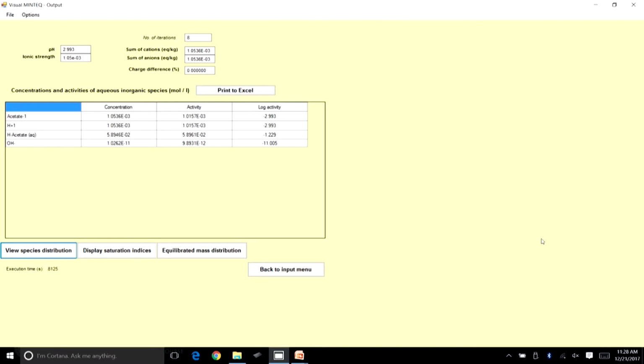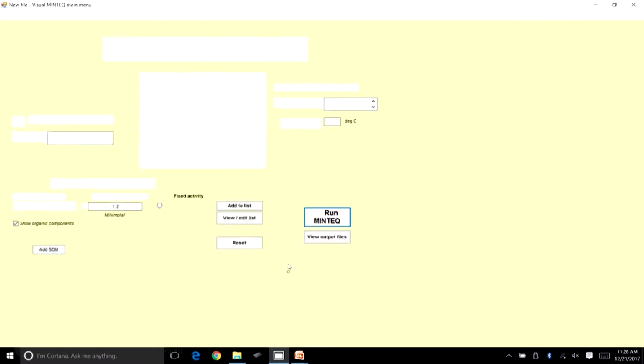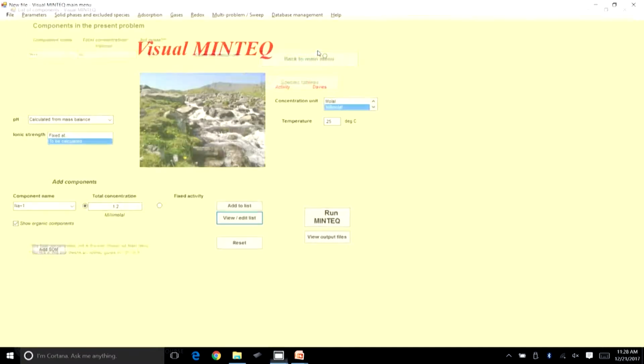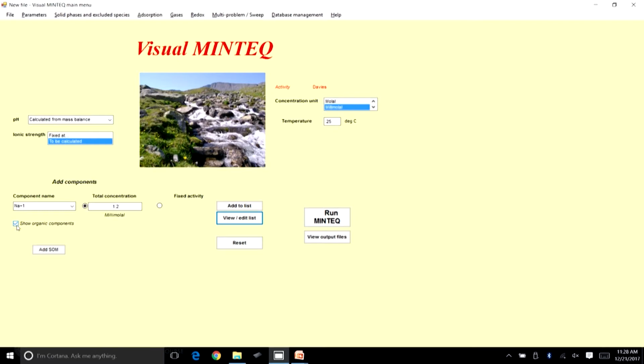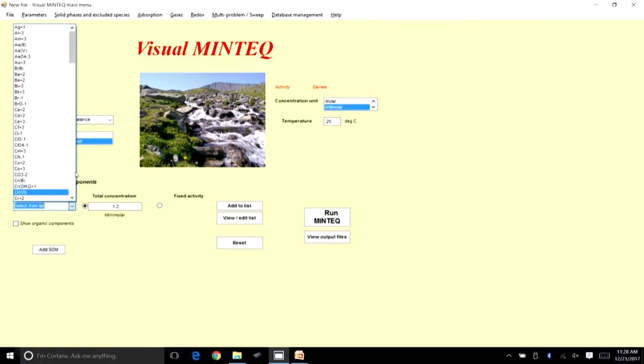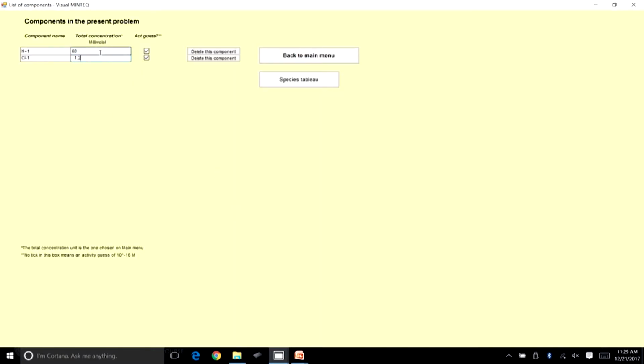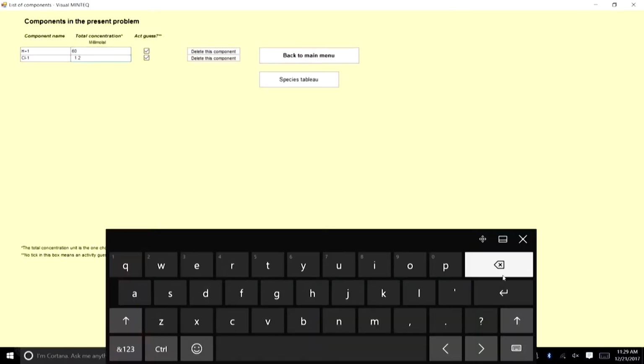So we are going to try that out. I'm going to go back to Excel and the input menu. I'm going to edit the list, delete this species, back to main menu. I don't need organic compounds now, and Cl, where is Cl here? Okay. And add to list, I'm going to edit it here. Okay, 60 millimolar, I guess, right.